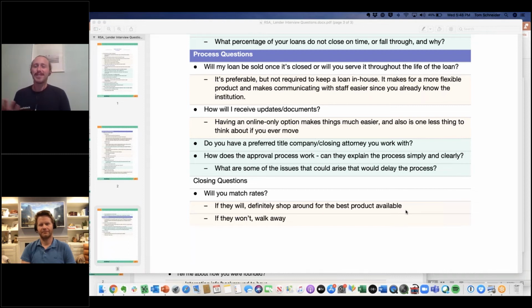So depending on the flexibility and how much you like working with that lender and what that relationship means to you, I don't think cheapest is always best, but they should be a little bit flexible, a little bit willing to work with you on rates. And so if they will, go get some different rates and come back to them and say, hey, this is what I'm seeing elsewhere. Can you match it or beat it?